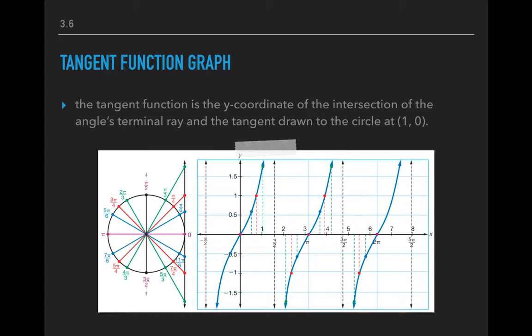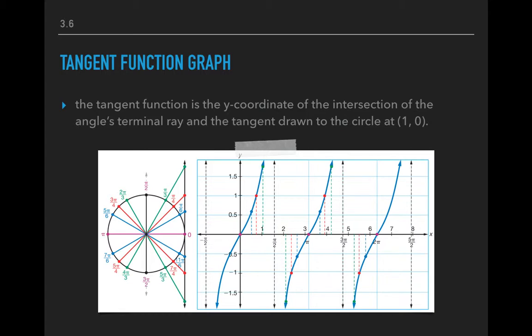Similarly, look where pi/4, that red line, intersects the tangent line. That height is actually just at height of 1. Pi/3, that green ray, is quite a bit higher, and that height is a little bit over 1.5. Also, let's go back and look at that purple line. It intersects at a height of 0. They are perpendicular to each other and they intersect at a height of 0, and that is why you have that point (0, 0).